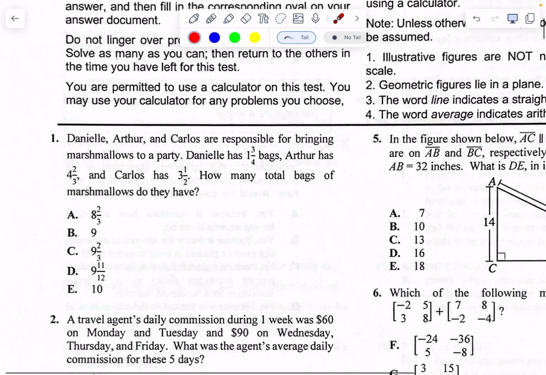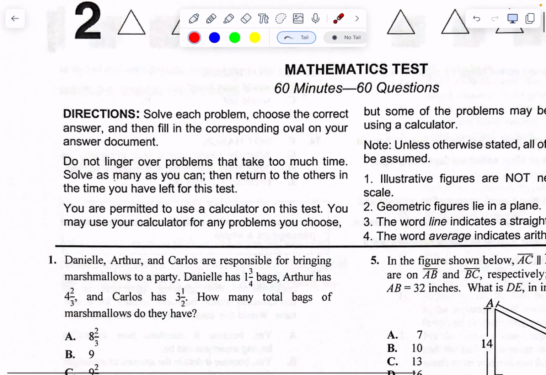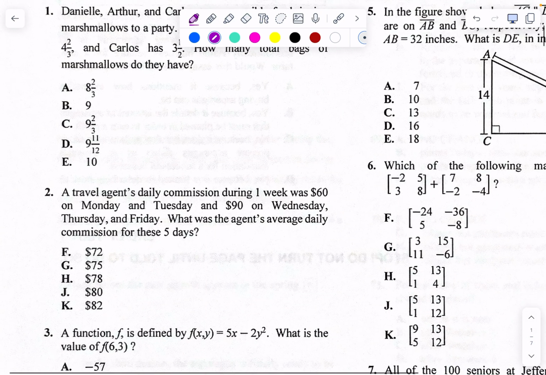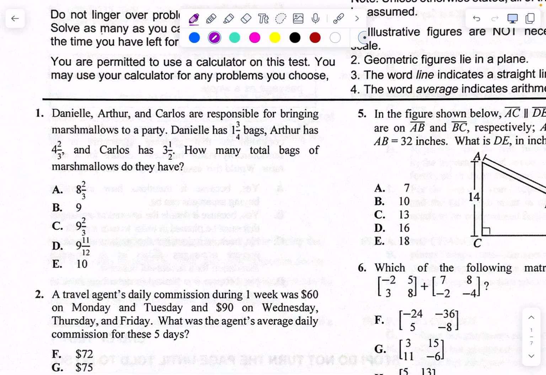This is test form 1944A. So those of you who I have made a copy of, 1944A, this is that test. We're going to go through some of these test questions. Here we go. Number 1.